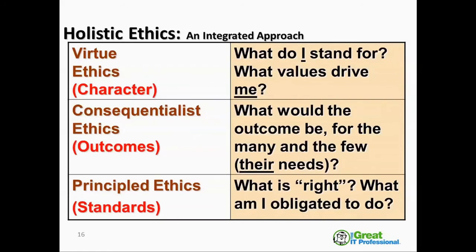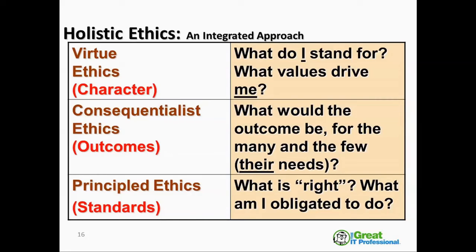So there are 3 classic schools of ethics. One is virtue ethics. It looks at character, and that says, what do I stand for and what values drive me? And you can make your decision based on what I stand for and things like that. Another school of thought is consequentialist ethics, and that looks at outcomes. It looks at, regardless of anything or how I feel or what anybody says, what are the consequences? What would the outcome be for the many and the few and their needs?